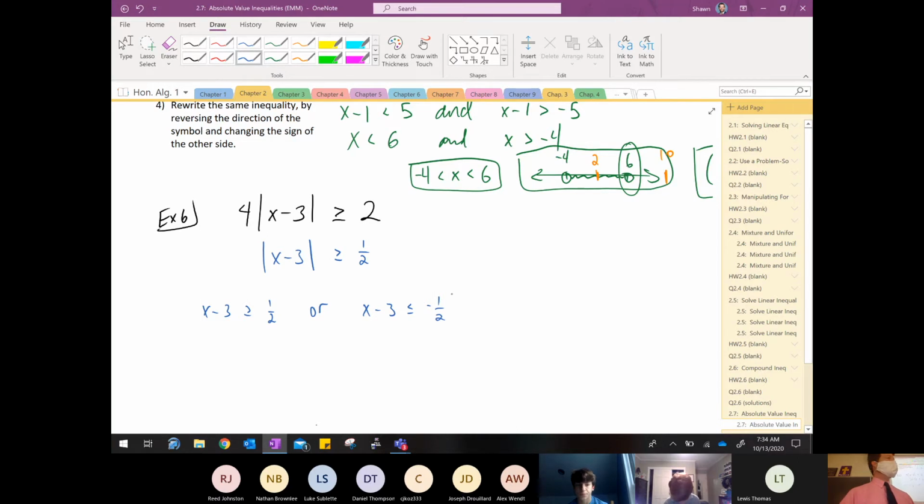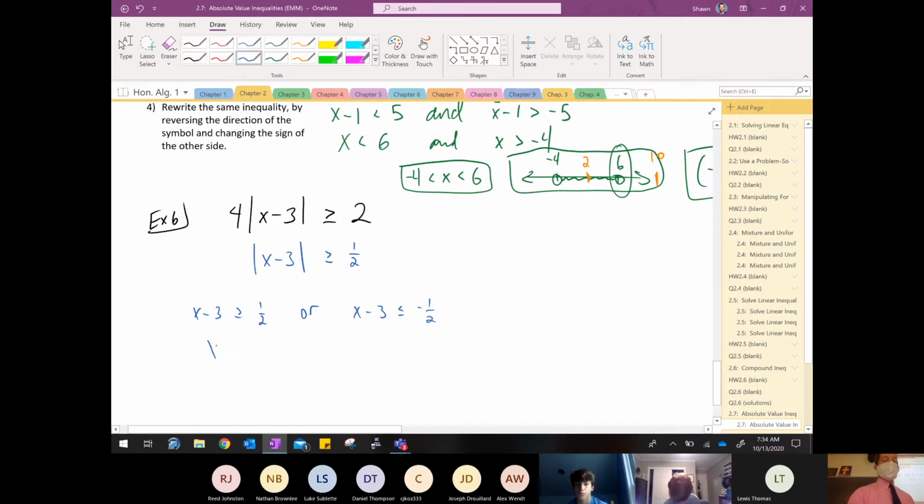Okay, now all I have to do is add 3 to both sides. So I got x greater than or equal to 3.5, or what is that, 7/2? I like improper fractions. And then add 3, so 3 minus half is 2.5, so it'll be 5/2. Less than or equal to 5/2.